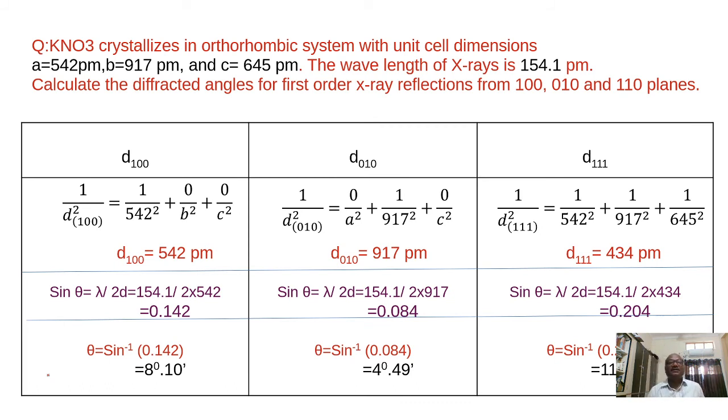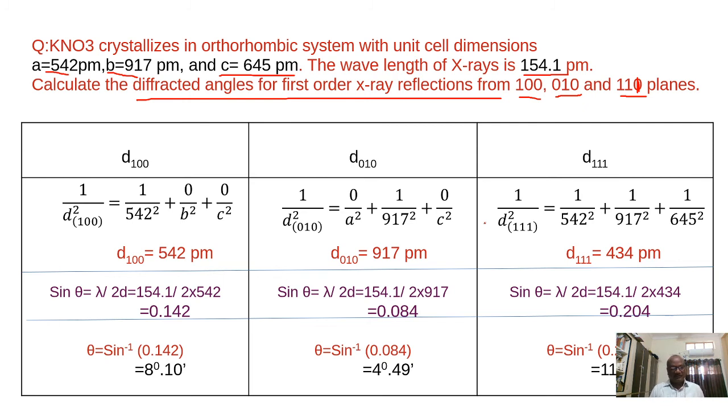Potassium nitrate crystallizes in orthorhombic again with unit cell dimensions. Here unit cell dimensions are given: A 542 picometers, B 917 picometers, C 645 picometers. The wavelength of X-rays is given as 154.1 picometers. Try to calculate the diffracted angles for first order X-ray reflections from 100, 010 and 111 planes. This is the problem given.